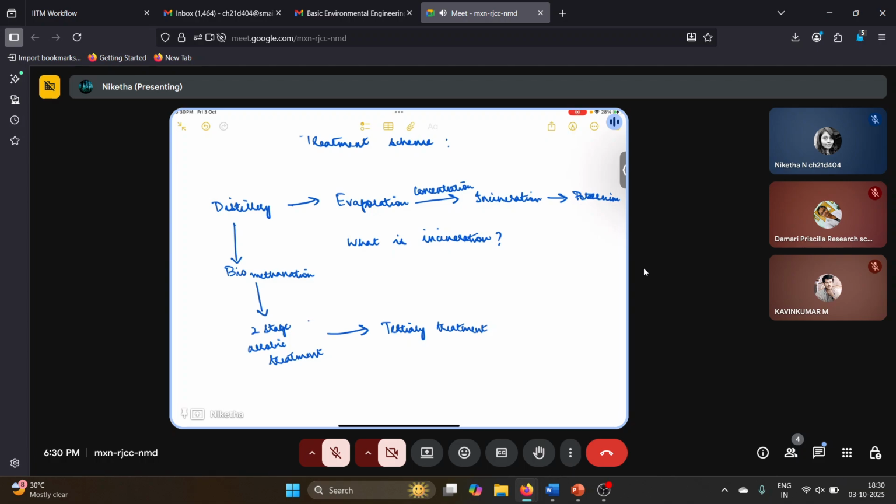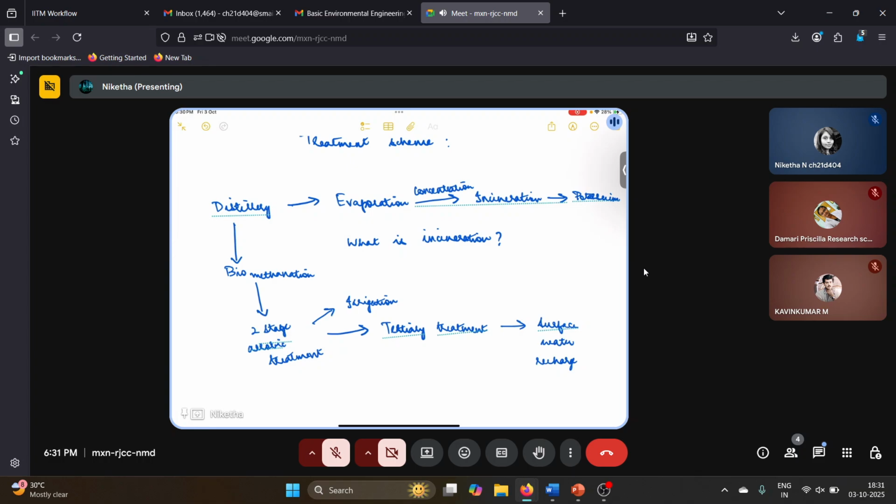And the water that is released after the two-stage treatment is taken for irrigation. Okay, after tertiary treatment, the treated water can be used for surface water recharge. So surface water recharge means basically letting the treated wastewater into lakes, rivers, ponds, etc., because now it is treated and it complies with the norms.